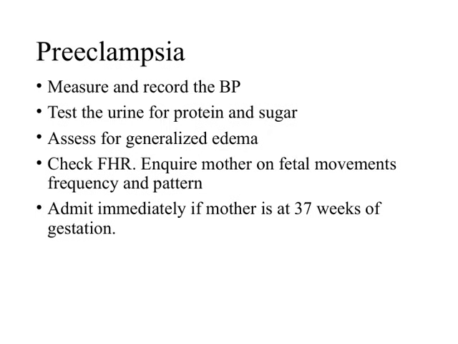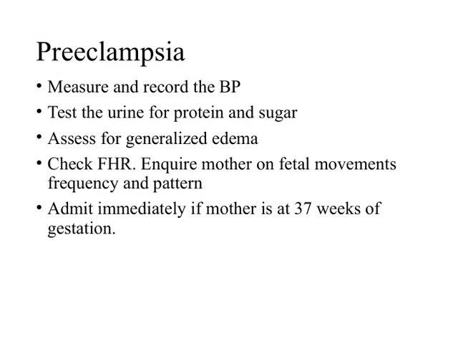When managing preeclampsia, it's crucial to systematically monitor both the mother and the fetus. First, we need to measure and record the mother's blood pressure accurately. This helps us track any worsening or improvement of her condition. Next, testing the urine for protein and sugar is essential, as proteinuria is a key sign of preeclampsia, and sugar levels can indicate other issues like gestational diabetes. We also assess for generalized edema, which often appears as swelling in the hands, face, or legs, and can be a sign of worsening preeclampsia.